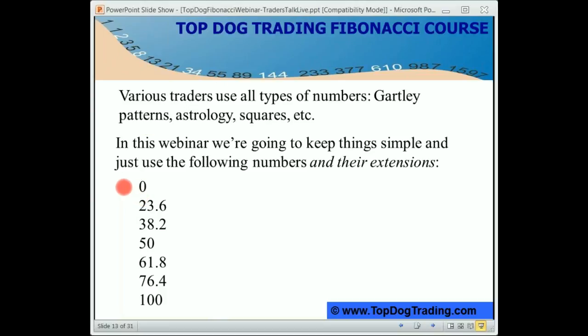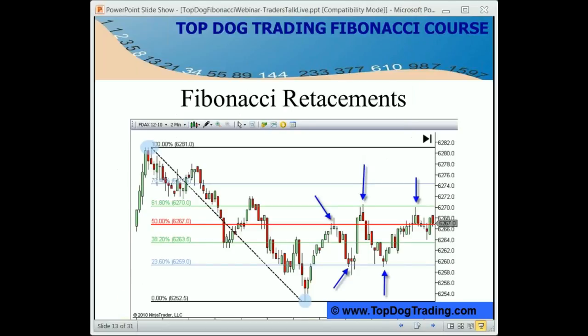So bottom line, here are the numbers that I use in my trading: 0 to 100, which usually covers the span of an impulse move, and then 23.6, 38.2, 50, 61.8, 76.4, which is really just the inverse of 23.6, so it's not a true Fibonacci number, and neither is 50, by the way, and 100. So these are the ratios. If you want to jot those down, you'll see those numbers again in future charts, such as this one right here.